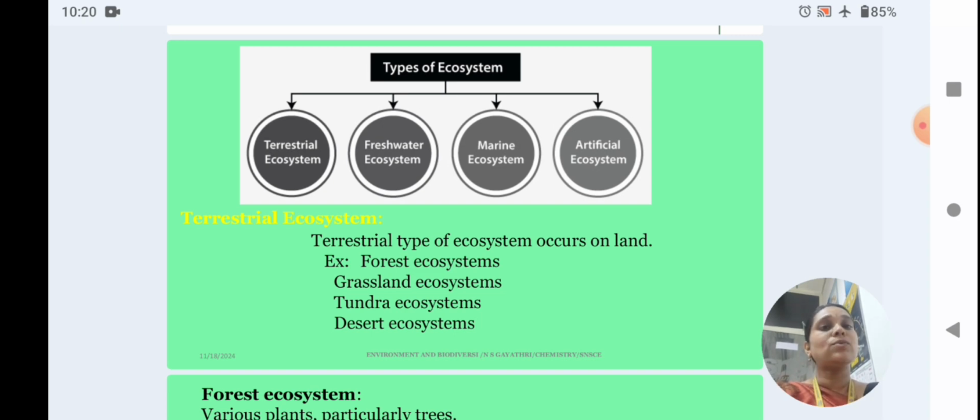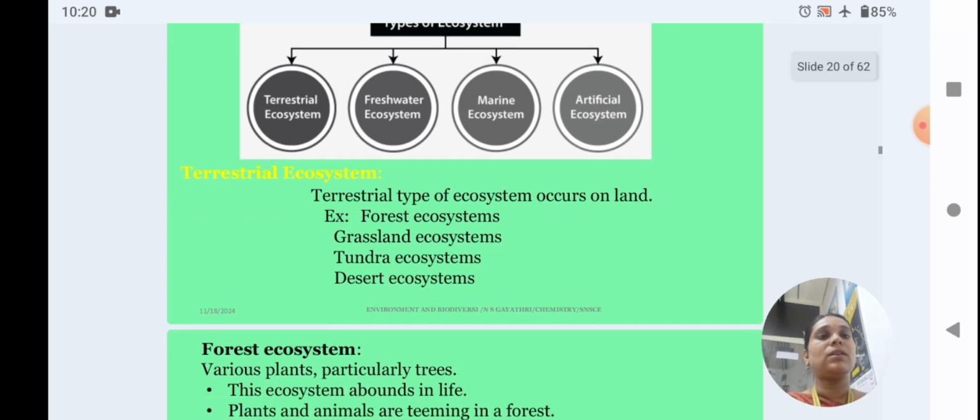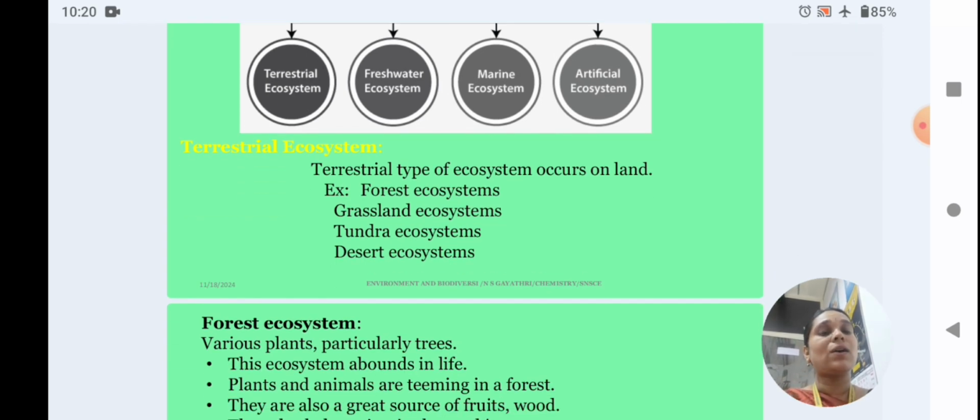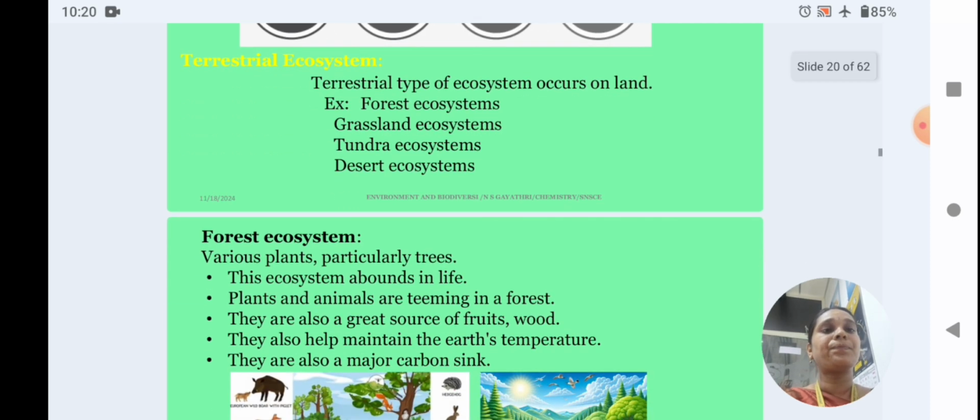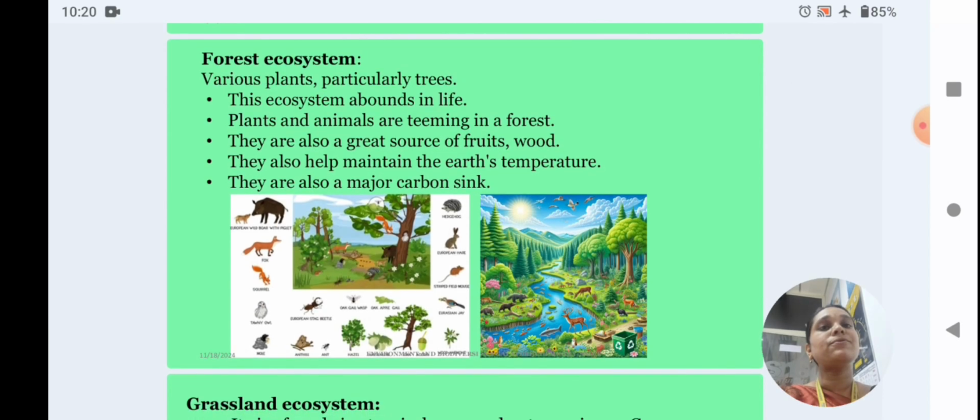The terrestrial ecosystem occurs on land. Ecosystems that occur on land are called terrestrial ecosystems. Examples are forest, grassland, tundra, and desert. First, we are going to see about the forest ecosystem.